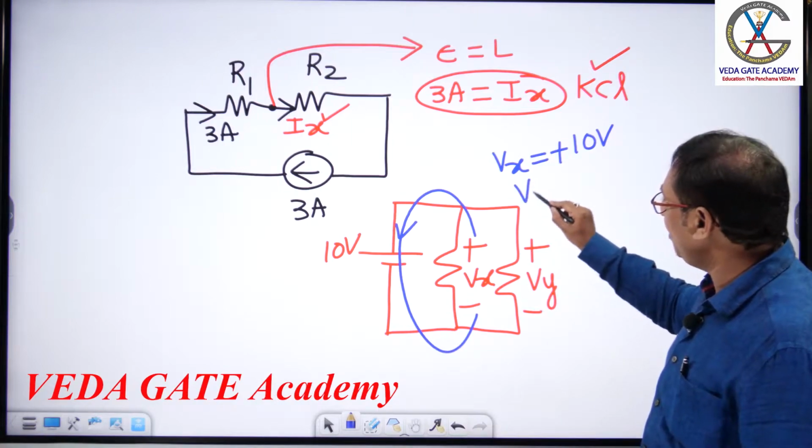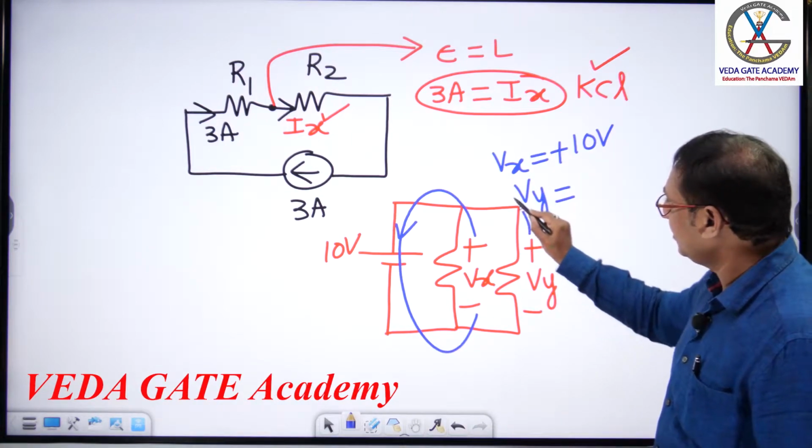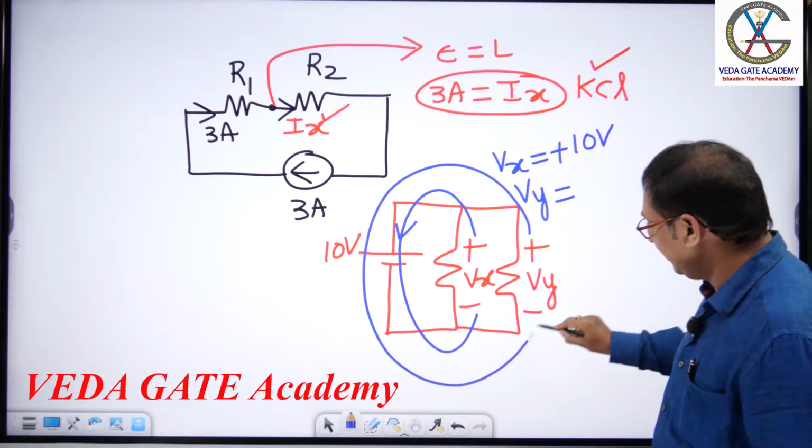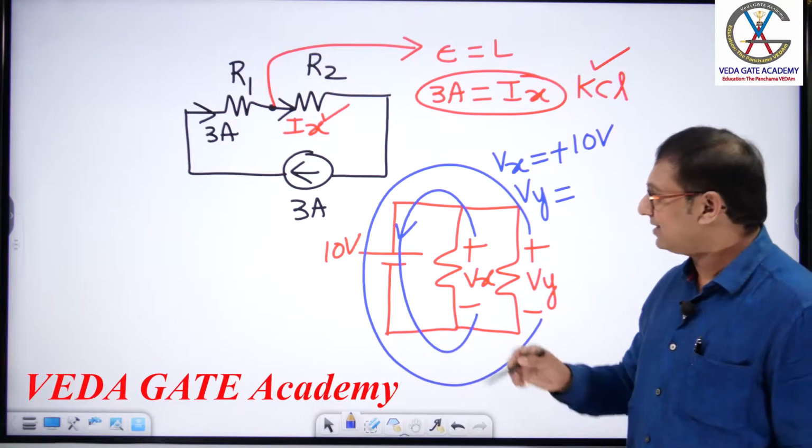Similarly, what is the value of Vy? Start at positive, go up to negative, following the KVL sign convention.